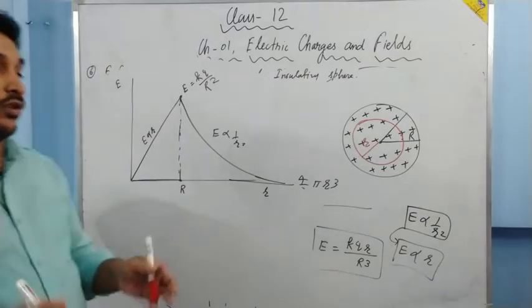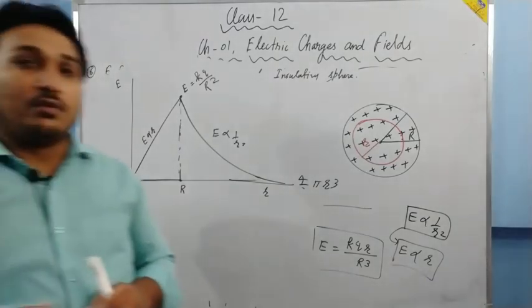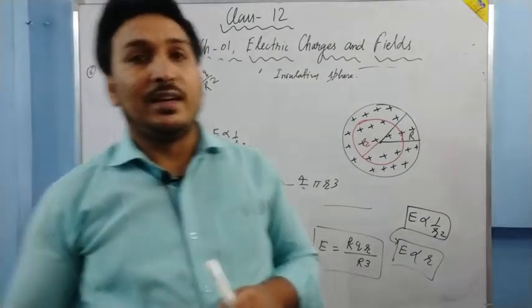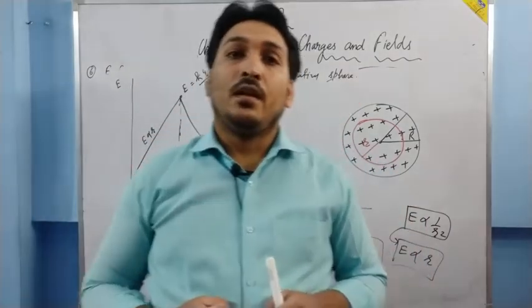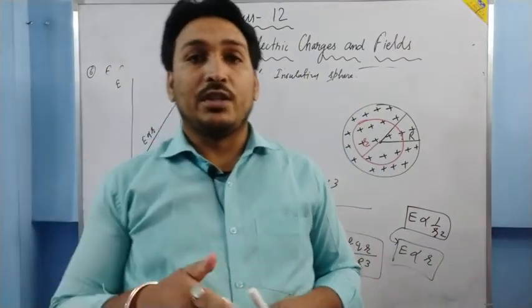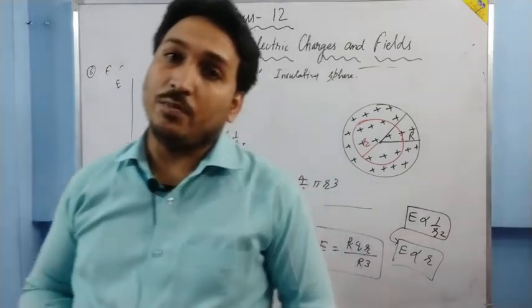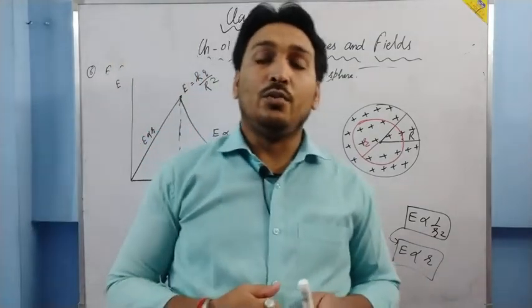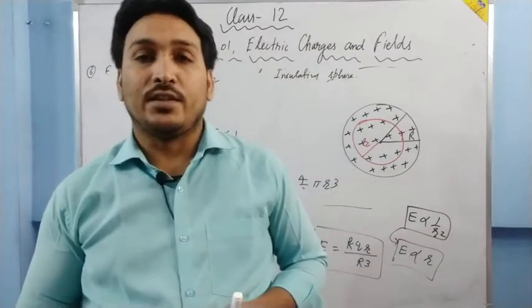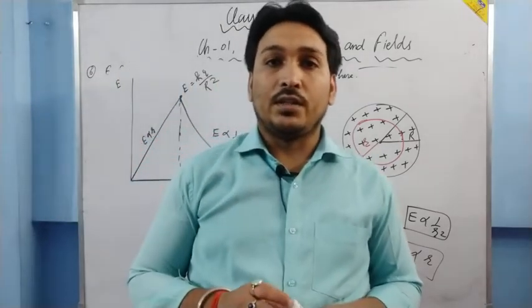Okay, so this is all about the sphere. So this is how Gauss law is done. Now one more very important topic is there, and that very important topic is electric dipole. This topic is left. So first of all we'll finish this topic, and then after we'll do the next chapter. Okay, so let us start electric dipole.